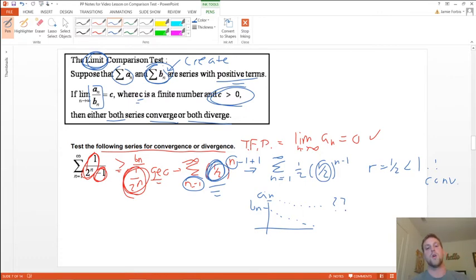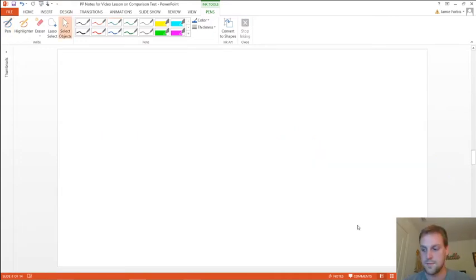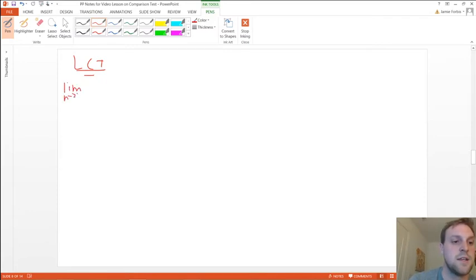So if you run into that issue, I'm going to do this on the next slide, you can actually do the limit comparison test. So that's what we're going to do. We're going to show how the limit comparison test works. So I'm going to say limit comparison test. And I'm going to do the limit as n is approaching infinity, and it's a sub n over b sub n.